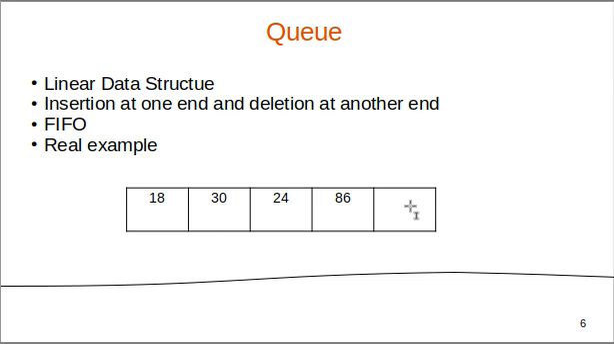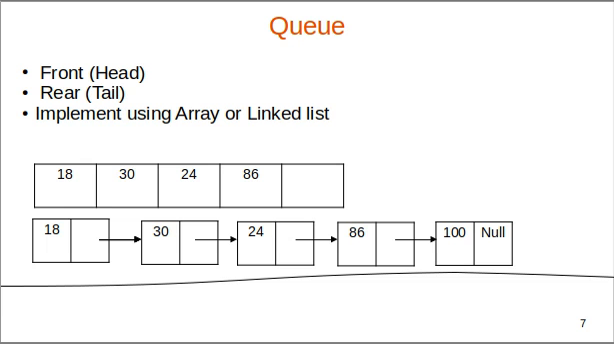So we retrieve or delete from this position and insert in this position. A real example of queue is a line in front of any counter. The first person who came first will be served first, and the person who came last will be served last. So this is the real example of queue. The first element from which we can retrieve or delete an item is called the front end, and the last element, after which we can insert another item, is called the rear.